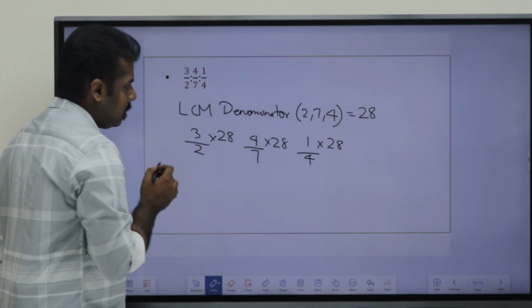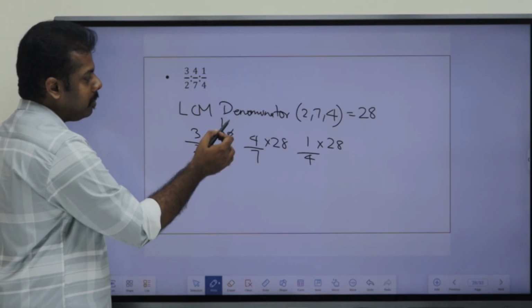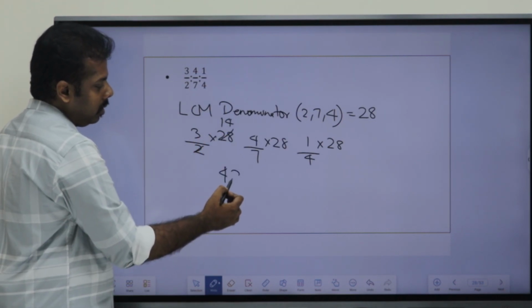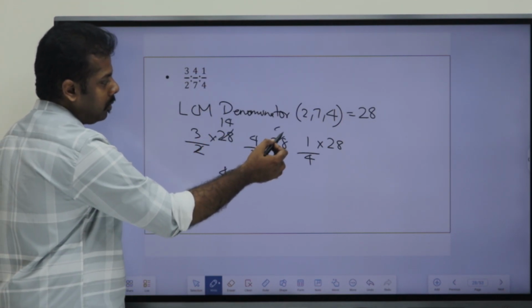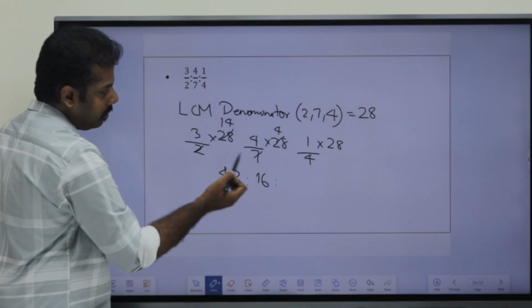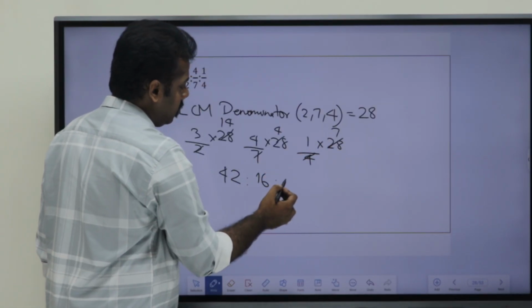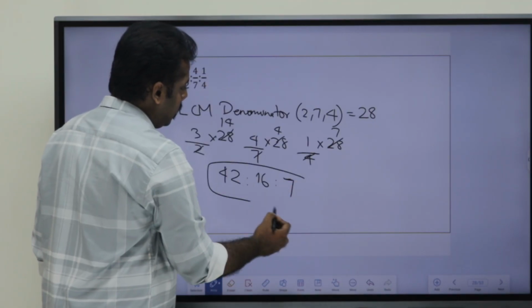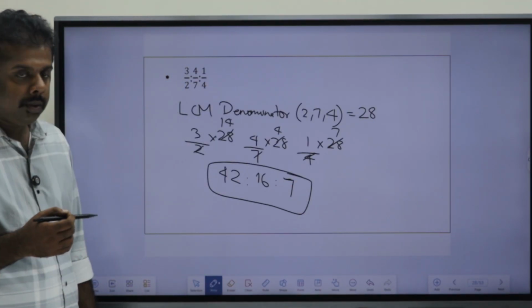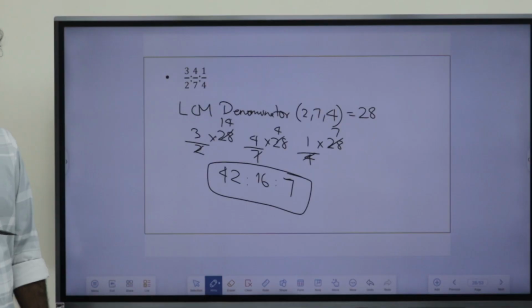If we just solve it, 14 times 3 we are getting 42 here. We have 4 times 4, so we are getting 16. Then 4 sevens are 28, so 7 times. So we are getting the answer here as 42 is to 16 is to 7 as our final answer.